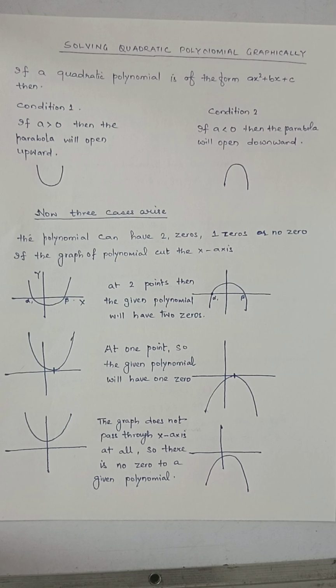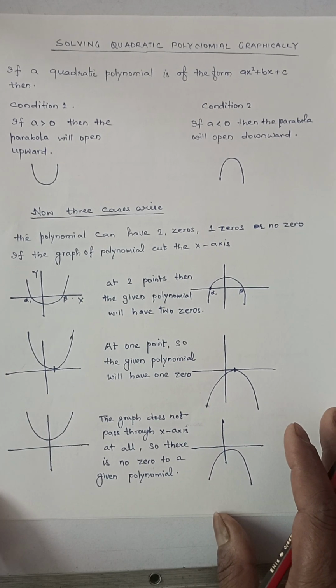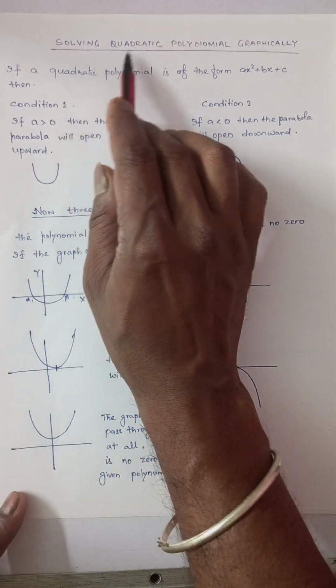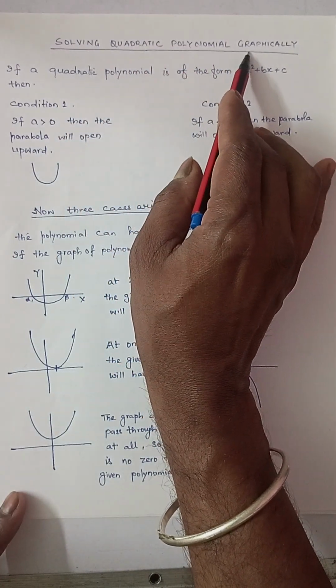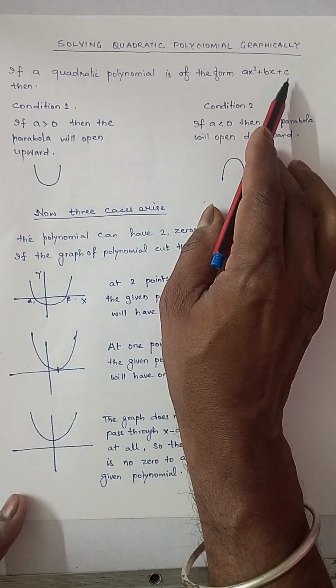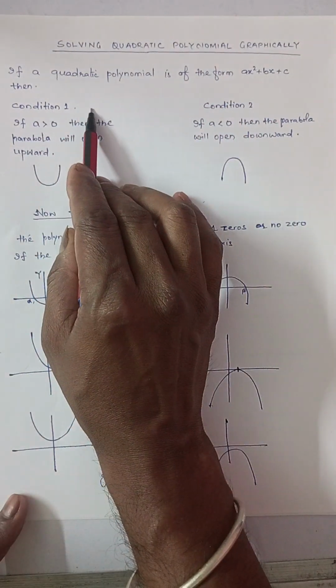Hello friends, today we are going to see polynomial part 2. So today we will be discussing how to solve a quadratic polynomial graphically. If a quadratic polynomial is of the form ax square plus bx plus c, then there are two conditions.